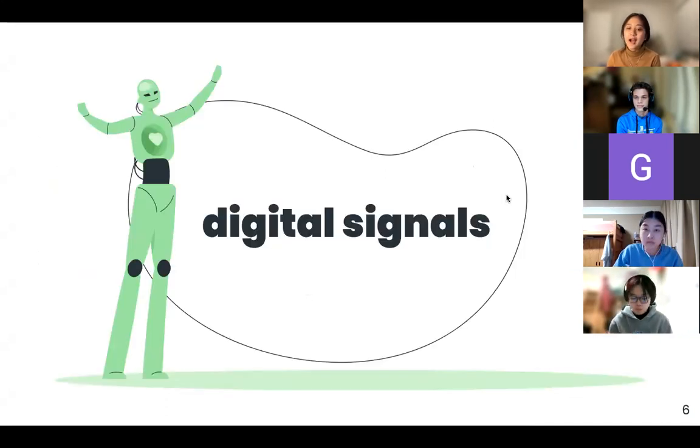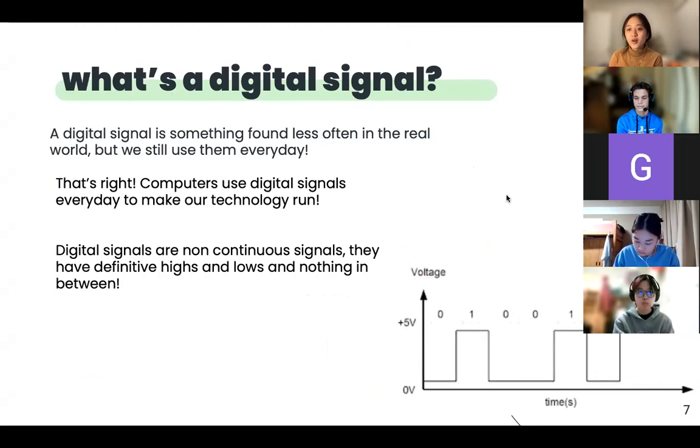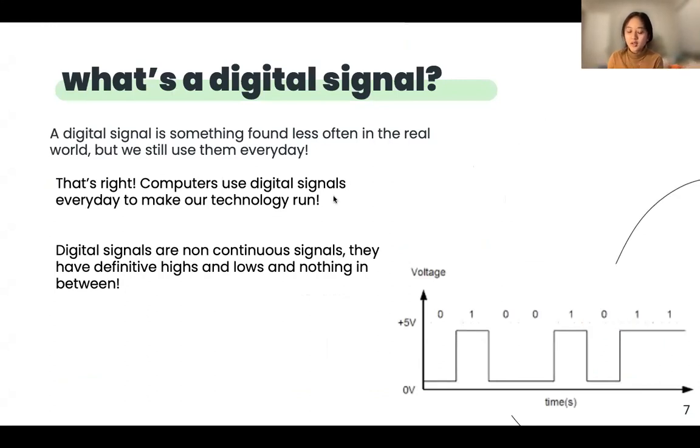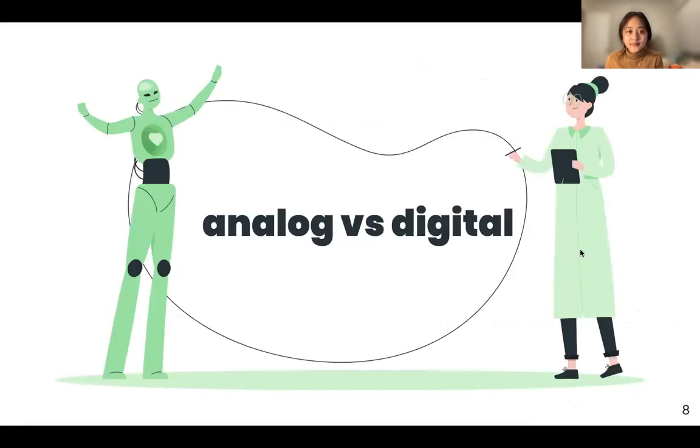The next type of signal that we have is the digital signal. Digital signals are what computers are essentially made up of. It's not found in real life, but you can use digital signals to make technology run. Digital signals are non-continuous signals, and they have definitive highs and lows. So you can only have an on or off value with a digital signal. And this can turn a computer on or off, which is really nice. Again, a lot of technological components are made up of digital signals.